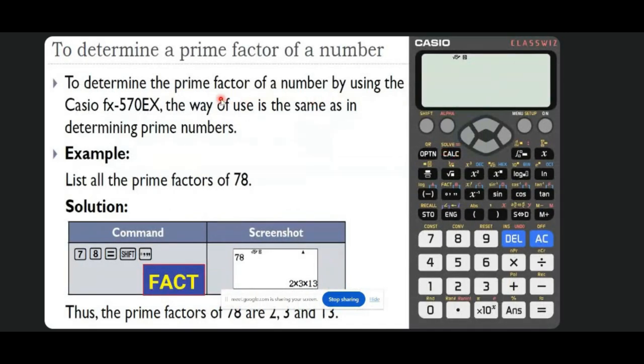So to determine the prime factors, we can also use the calculator. Same function, same way, same steps. You press 78, equal sign, Shift FACT. Then you will get 2 times 3 times 13. Therefore, this is your prime factorisation for 78.